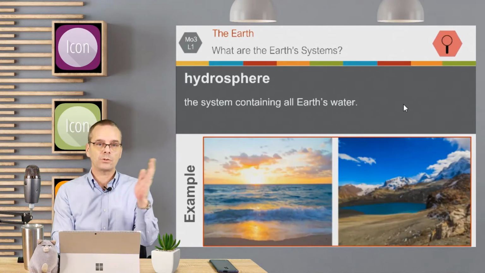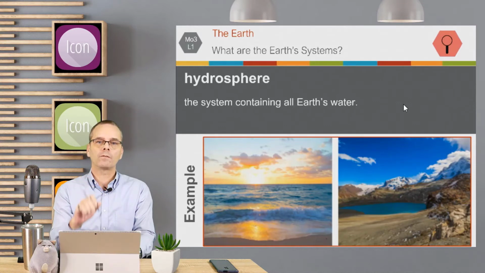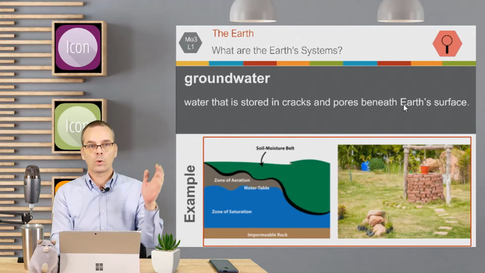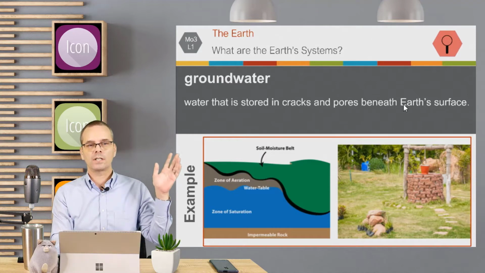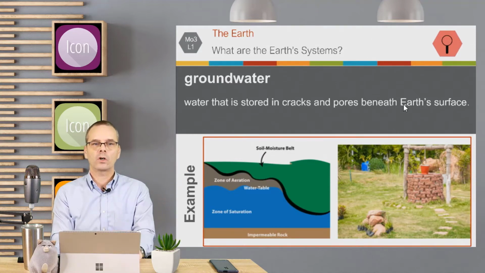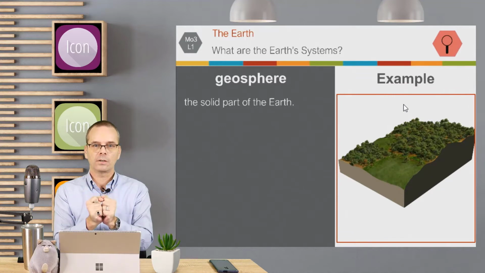You also have the hydrosphere. The hydrosphere is the system containing all of Earth's water. All the rivers, groundwater, ponds, etc. It's all hydrosphere. Groundwater is water that is stored in cracks and pores beneath the Earth's surface. We call that groundwater. The geosphere is the solid part of the Earth.